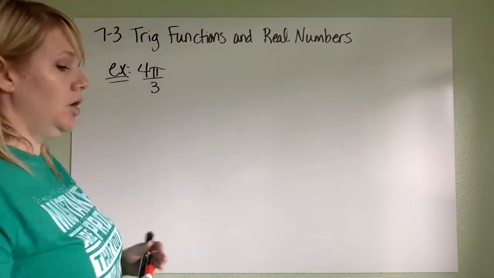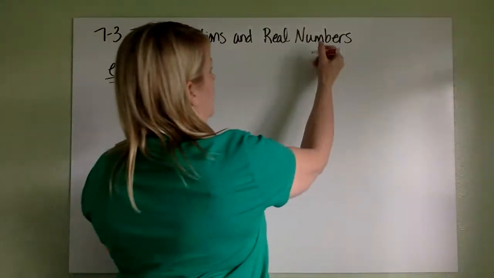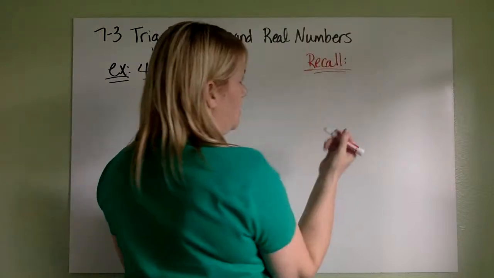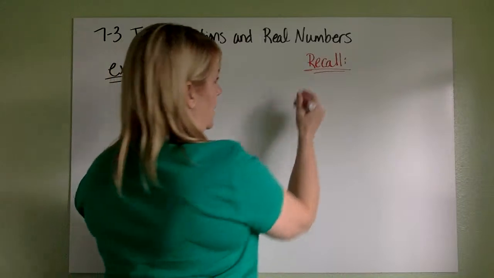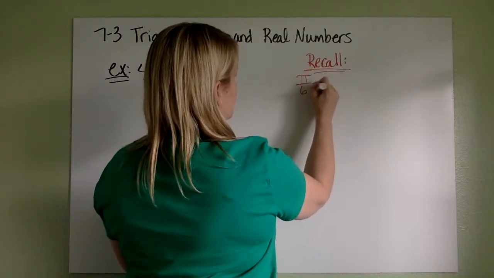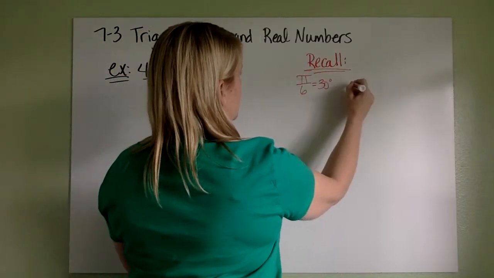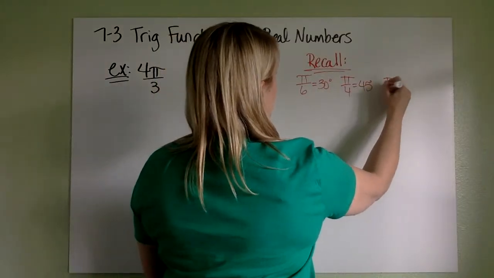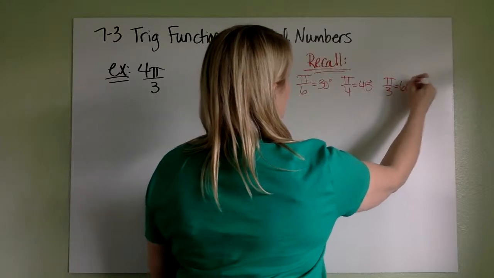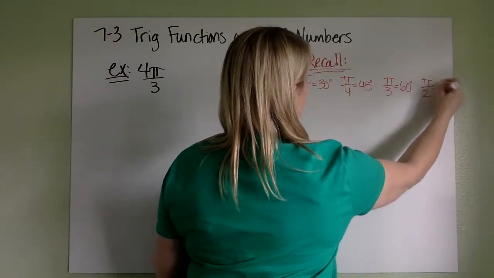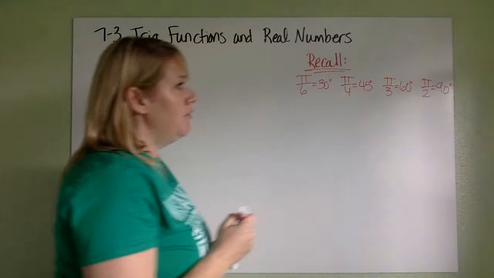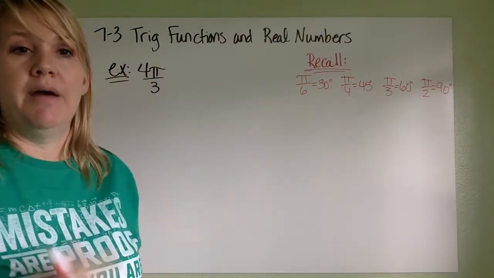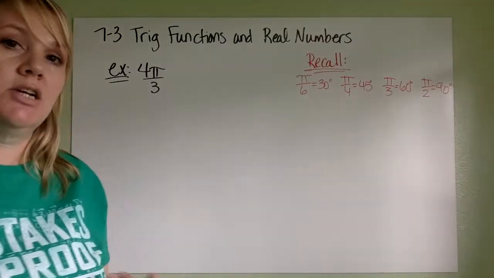So let's start by recalling the angles, and how to convert maybe degrees to radians. The first one we talked about was pi over 6 is the same as 30 degrees. Pi over 4 is the same as 45 degrees. Pi over 3 is the same as 60 degrees. Pi over 2 is the same as 90 degrees. If you have those 4 in front of you or memorized, whichever, that will be super helpful today. You won't have to actually convert.